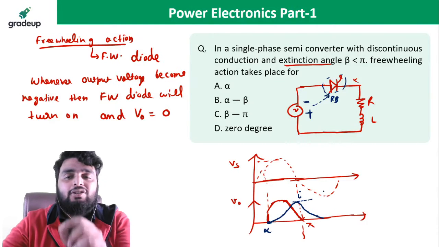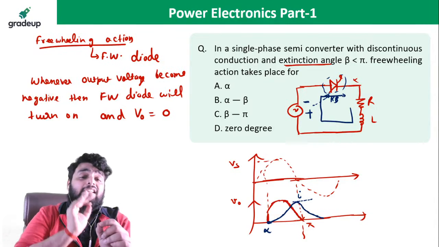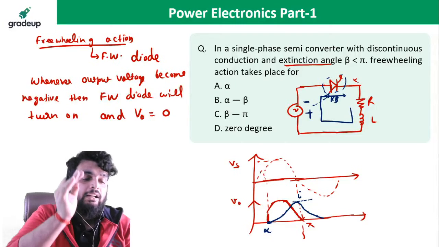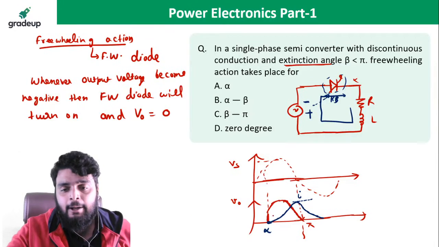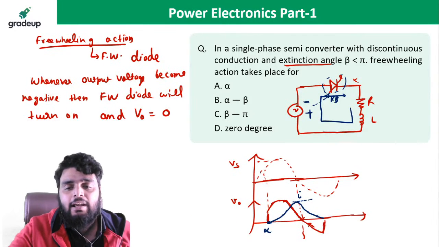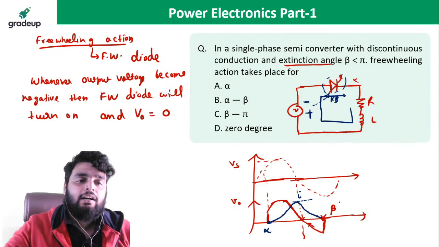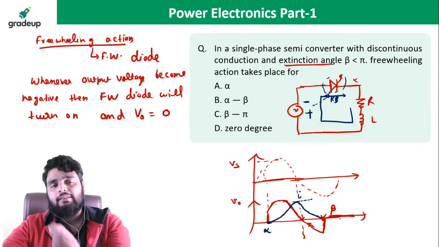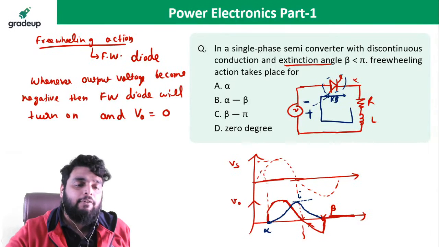And due to the discharging of the inductor, the switch is still on. Even though the switch is reverse biased, due to the discharging of an inductor, it will stay on. And because it is switched on, what will happen? The output voltage is still equal to source voltage until here. When the inductor current becomes 0, the output voltage will equal the source voltage, and this angle is known as beta, which is the extinction angle. Fine. Now what will happen if I apply a freewheeling diode here?